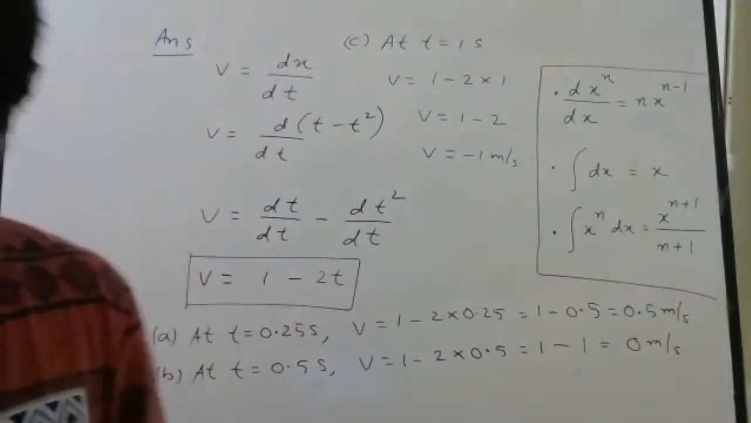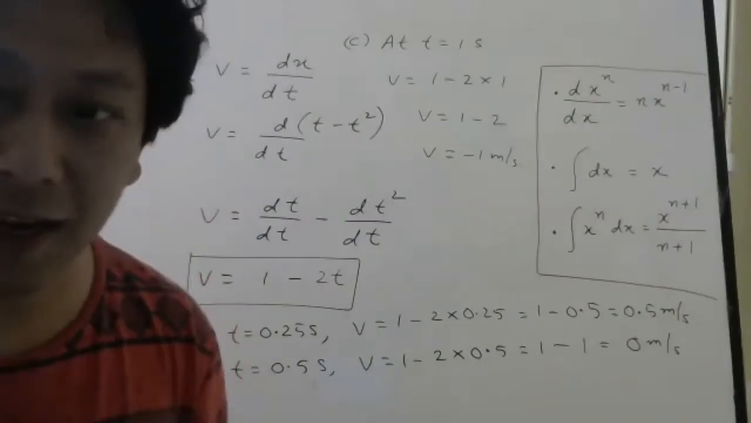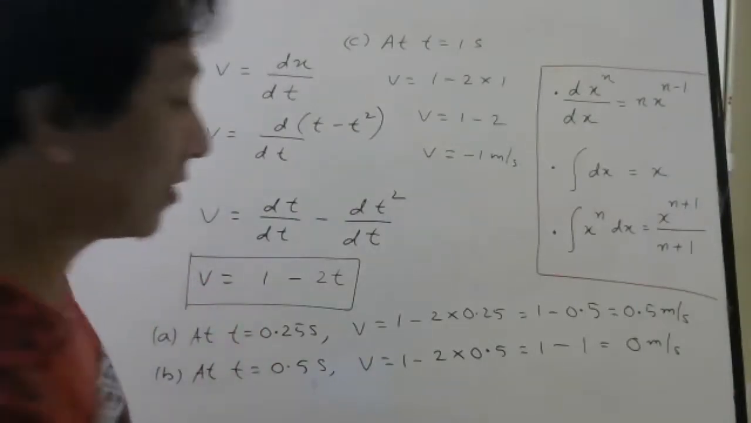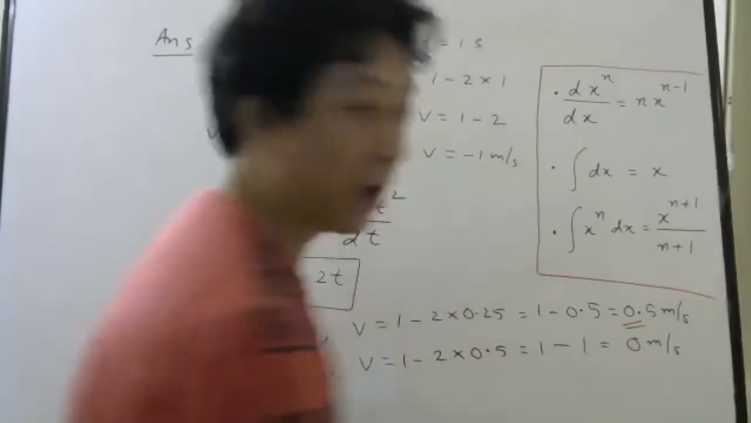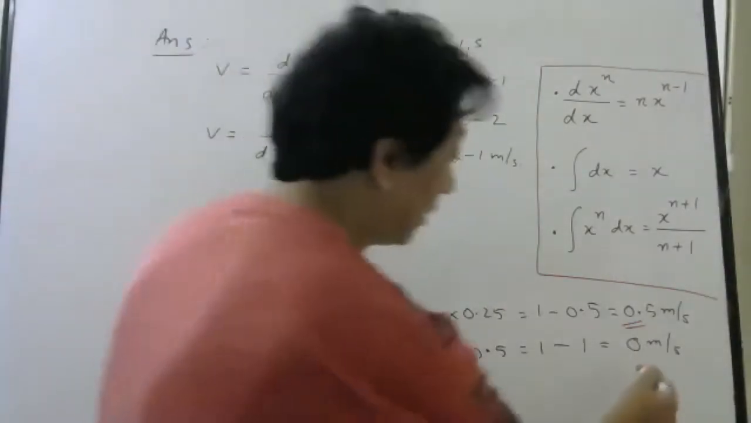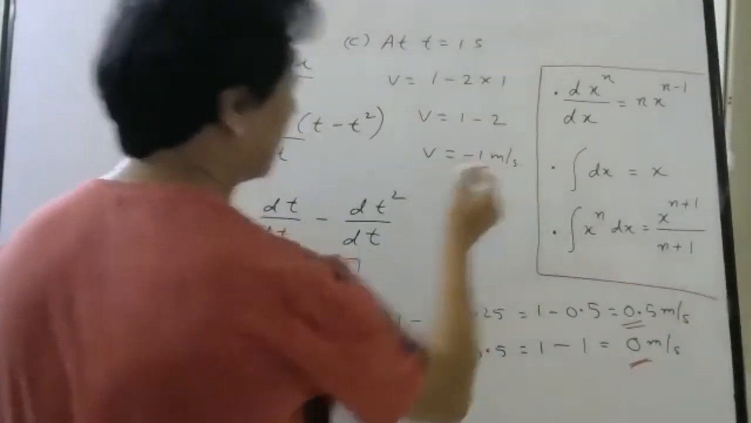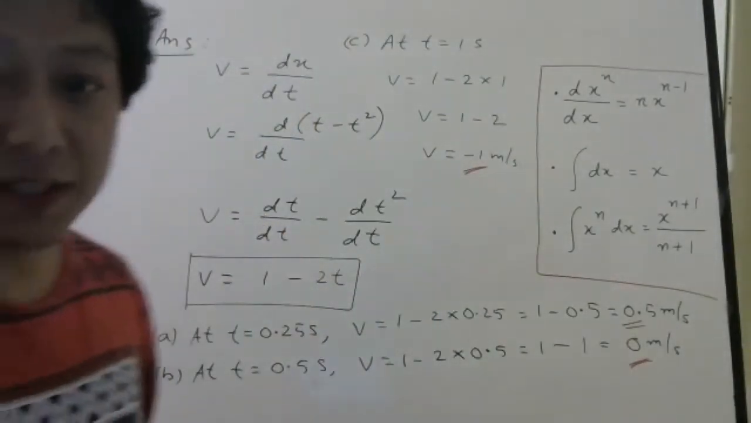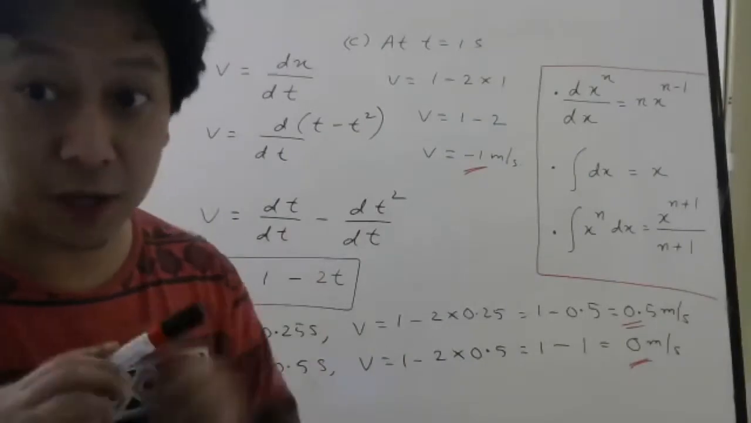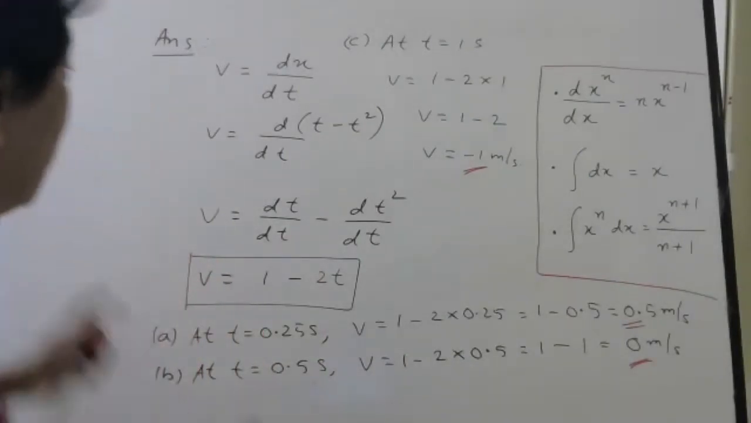So these are the instantaneous velocities. Let us analyze once how the velocity is changing. It was 0.5. Then it became 0. Now it is minus 1. So can you imagine how the particle is moving?